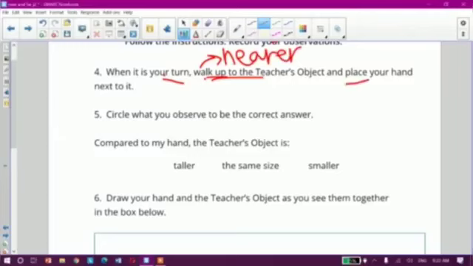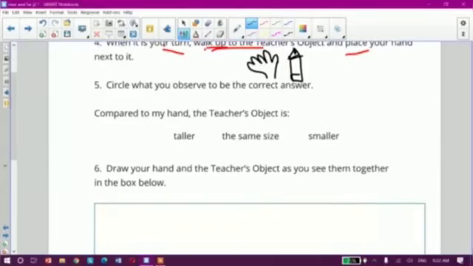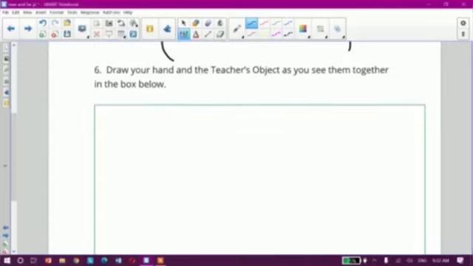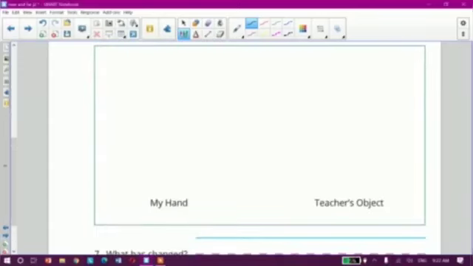Circle what you observe. Okay, you will choose your answer from these three answers. Compare. I will see whether the length of my pencil is taller or smaller or the same as the height of your hand. Okay, draw your hand and the teacher's object. Now it is your hand. Okay, and the teacher's object. I will draw the pencil with its real size.